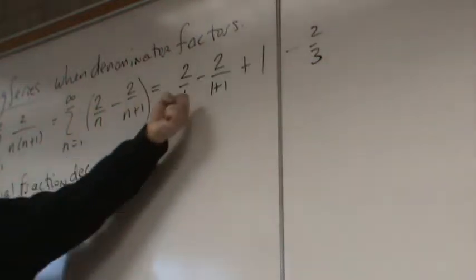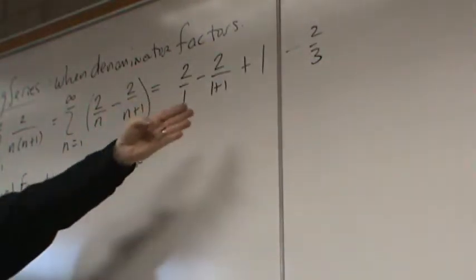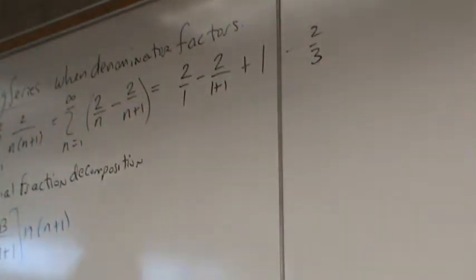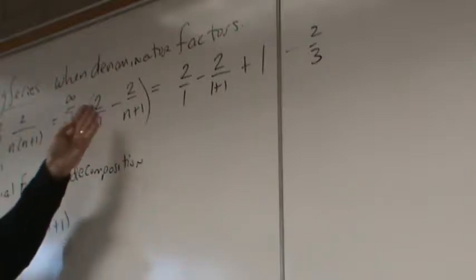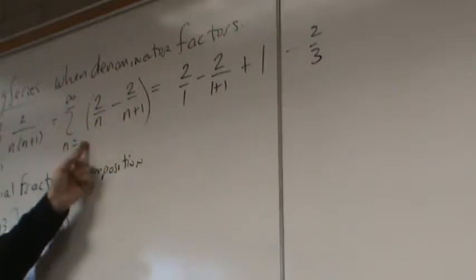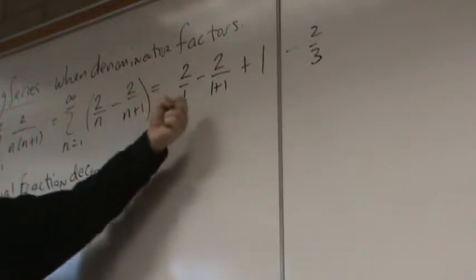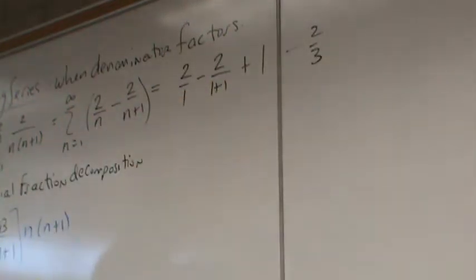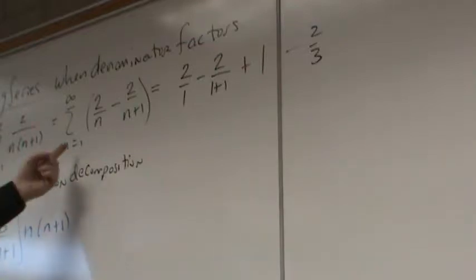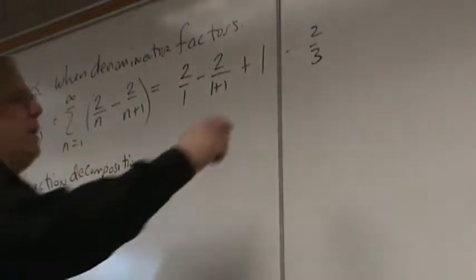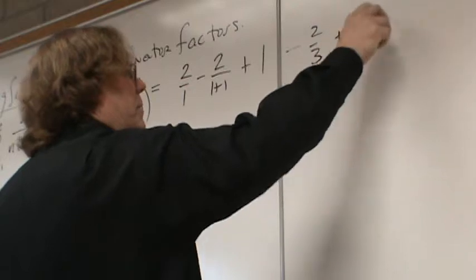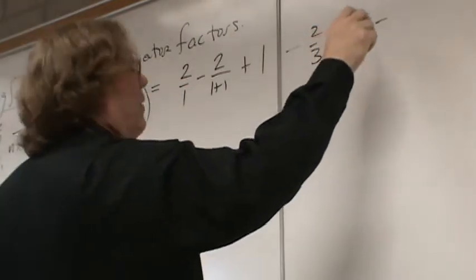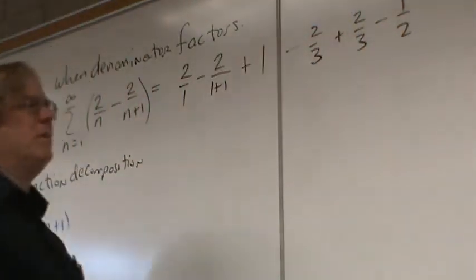And please do not combine these guys. Write them out like this. I was helping a student from Mr. Morrison's class, and he was plugging in n equals 1 and n equals 2 and n equals 3, and then he was combining them in his head as he went. And that'll defeat the whole purpose, as you're going to see shortly. So let's go ahead and plug in 3. So now I'm going to get plus 2/3 minus 2 over 4, which is 1/2.